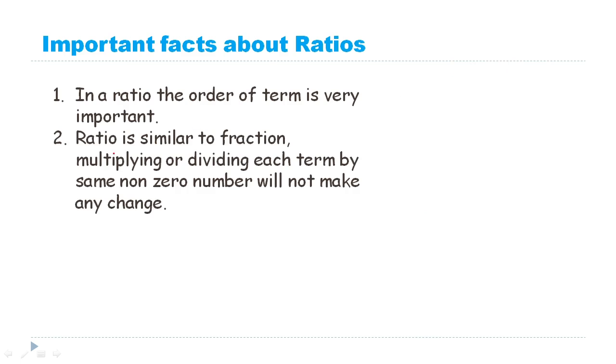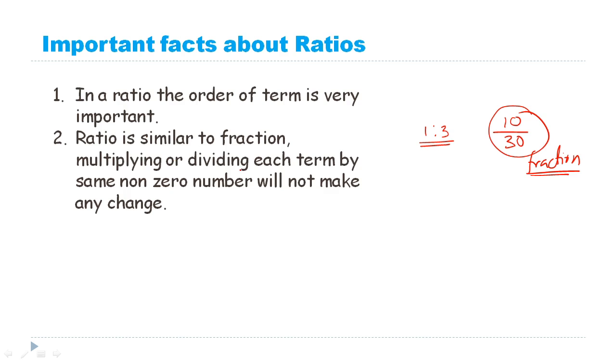Number 2: ratio is similar to fraction. As I have already shown you, the ratio of the ages of Jadu and Madhu was 1:3. And how did we get this 1:3? We have written it in that way. So this is nothing but the fraction only. So ratio is similar to fraction.